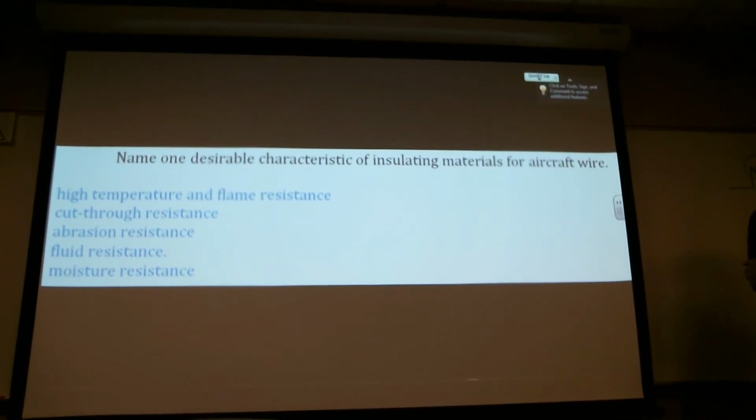Flame resistance because there's maybe times when we have fire, and we want to still be able to control engines and systems while we get that thing on the ground quickly. We don't want to lose our systems too fast. We'd rather not lose them at all. So any of those are a desirable characteristic. You only have to name one.